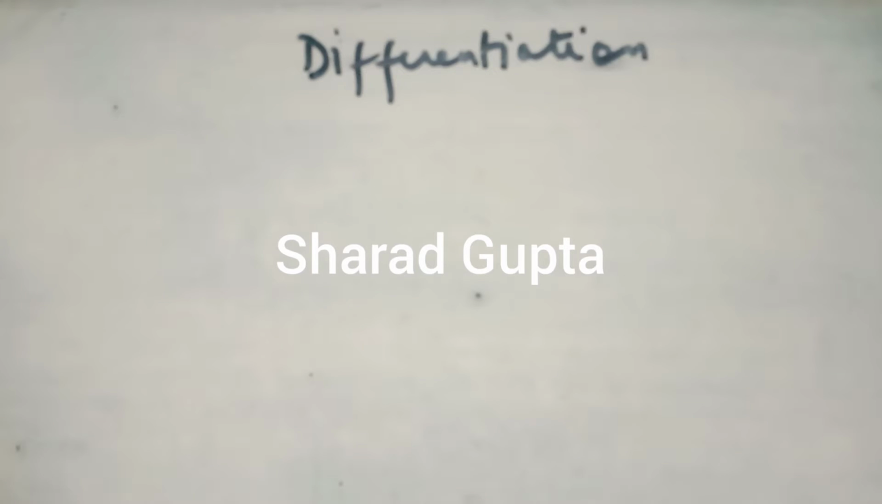Hello, this is lecture number 7 for the chapter Limits and Derivatives for class 11th. In the last lecture we completed the topic of limits. Today we'll start with the topic of differentiation.